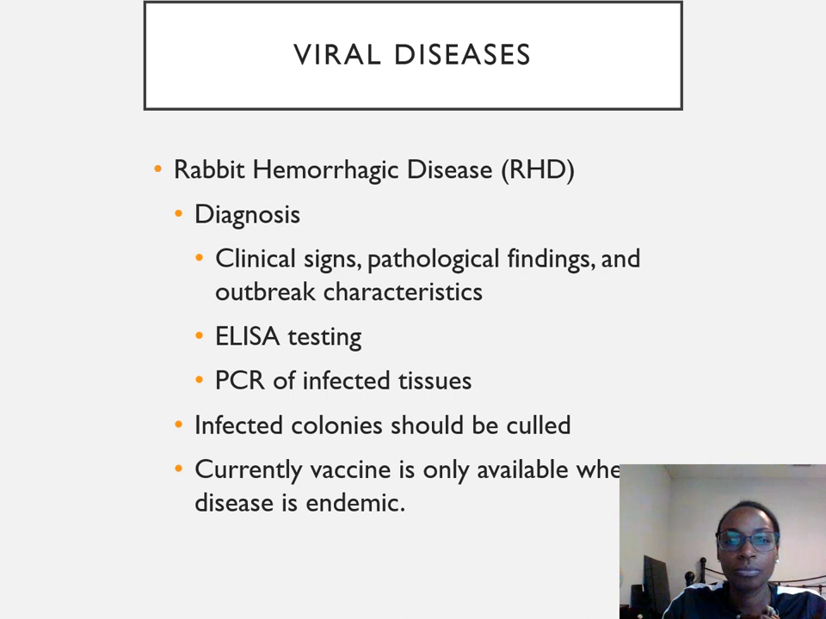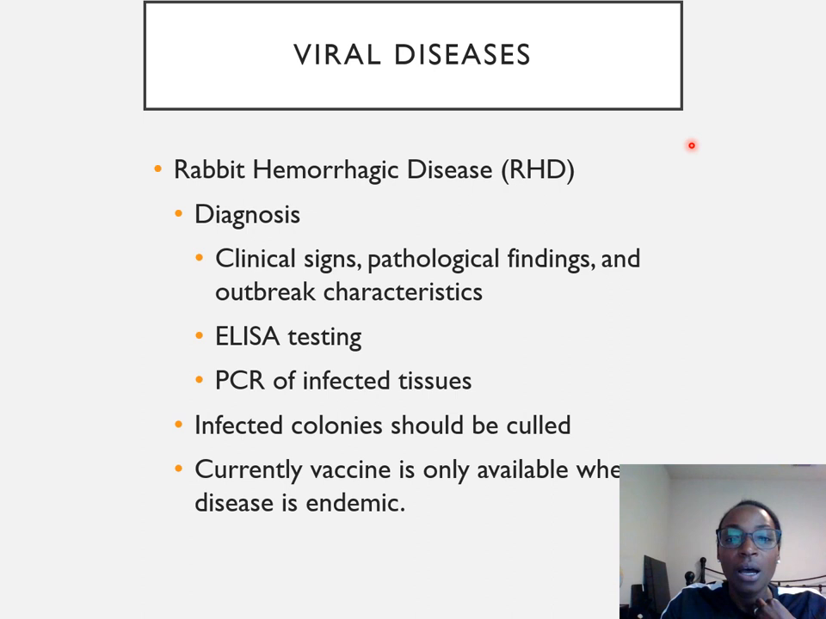Okay, so how do we diagnose RHD? Well, it's going to be found after death, so during a necropsy. What we can do is an ELISA test and PCR testing of any of the infected tissue. Now, if this is something that we find within the colony, the whole colony just needs to be culled because you can imagine this is not a very nice death, DIC. Not a very nice way to go.